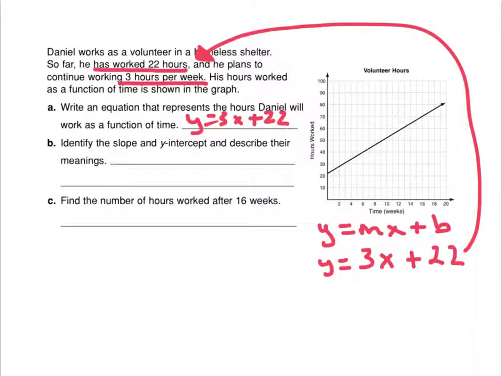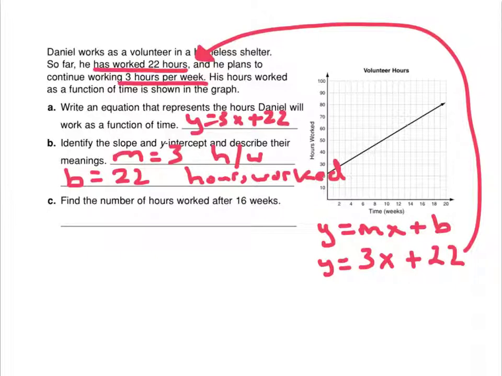Now, identify the slope and the y-intercept and describe their meanings. Well, our slope is 3, and that represents our hours per week. And then we also know that our y-intercept is 22, and that's hours already worked.